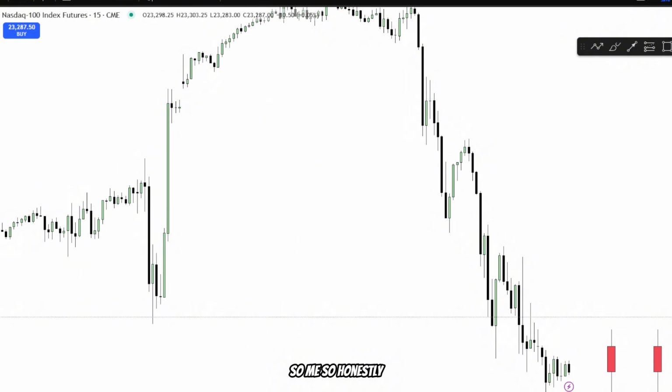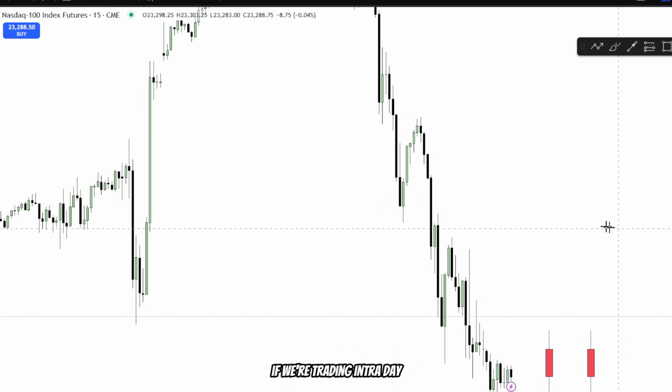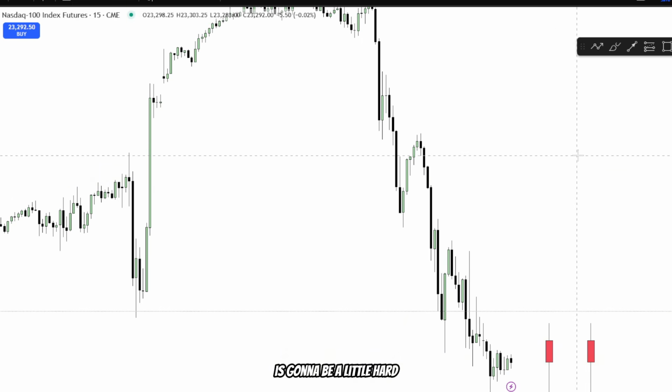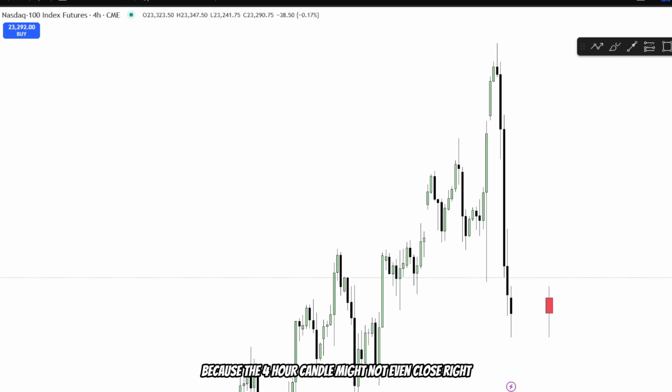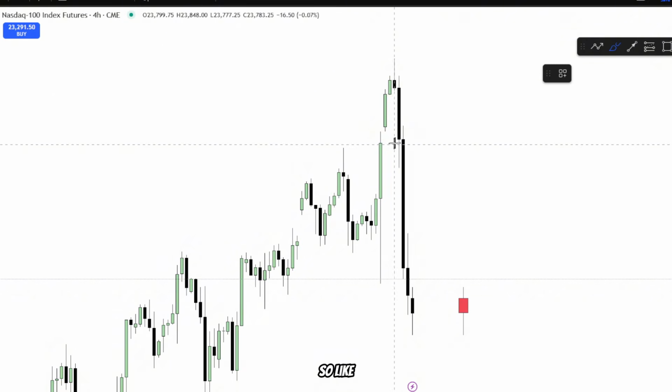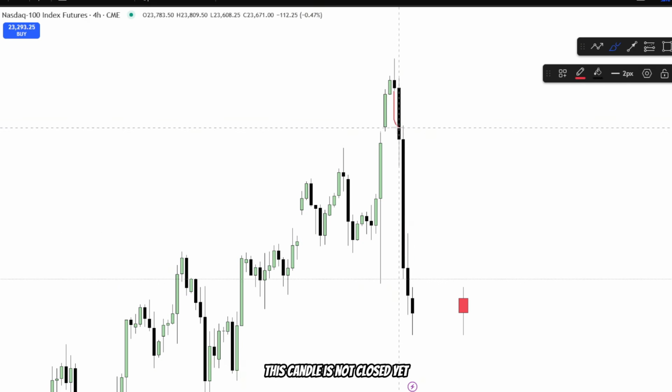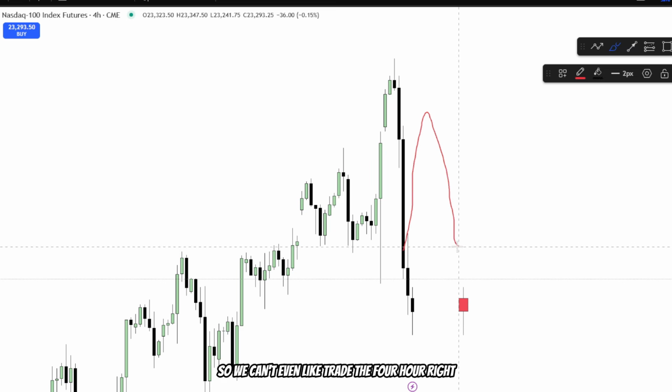So honestly, I'd say because it's intraday, look for the 15-minute fair value gap, right? Because then you can take the 1-minute market maker model. If we're trading intraday, a 4-hour retrace into a 4-hour fair value gap is going to be a little hard because the 4-hour candle might not even close, right? So let's say we're trading 10 a.m. right here. This candle is not closed yet, so we can't even trade the 4-hour, right?